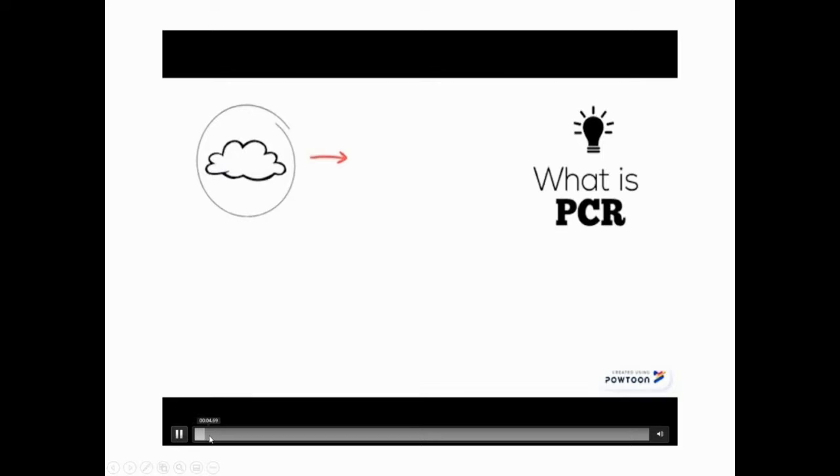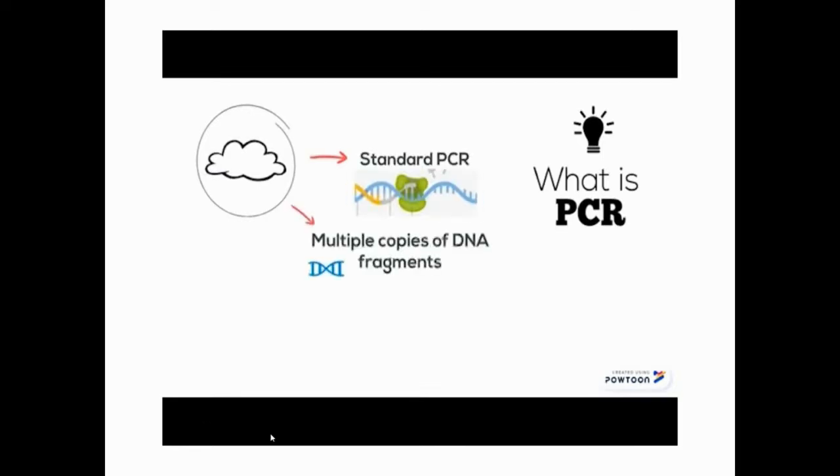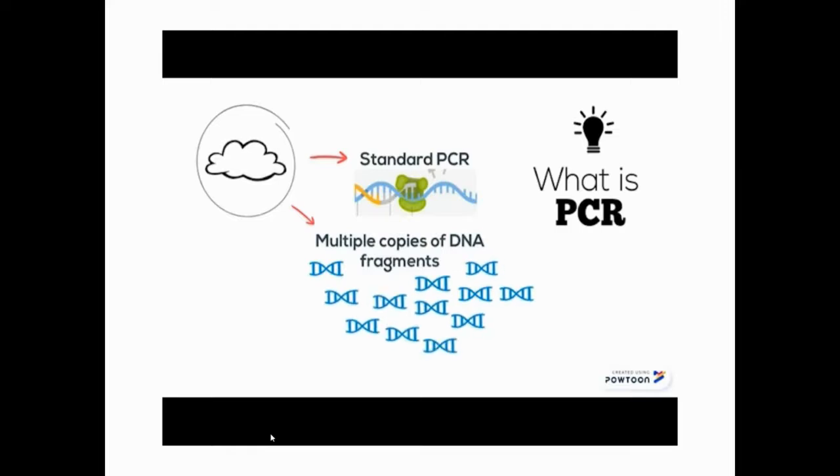Nested PCR is based on a standard PCR reaction. PCR is a technique used to make multiple copies of a DNA fragment through repeated cycles of strands separating and replicating. PCR is based on the natural process of DNA replication and has 3 steps: denaturation, annealing, and elongation.